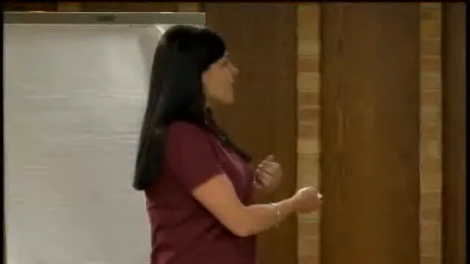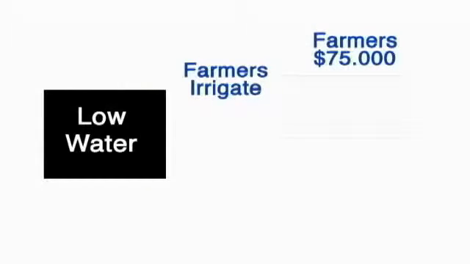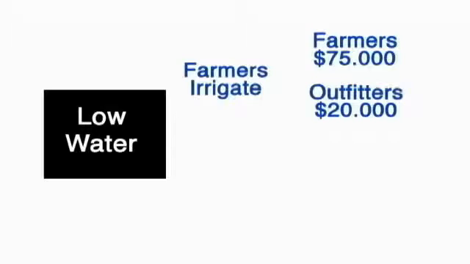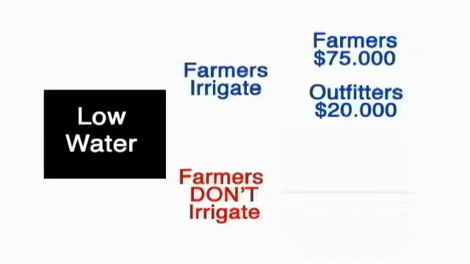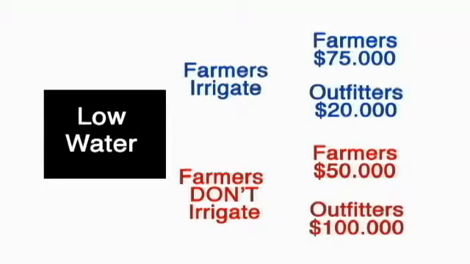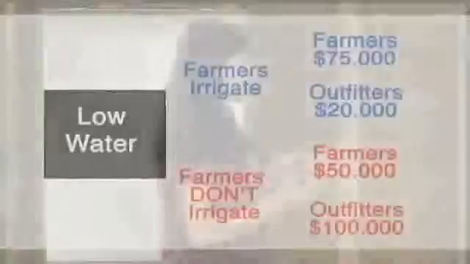In low water years, it's dependent on whether or not the farmers irrigate. They have the water rights. It's their right to irrigate. And if they do irrigate, the farmers are still going to make $75,000. The outfitters are only going to make $20,000. If the farmers do not irrigate, the farmers will only make $50,000 and the outfitters are going to make $100,000. So it is a low water year, and it's dependent on whether or not the farmers choose to irrigate.